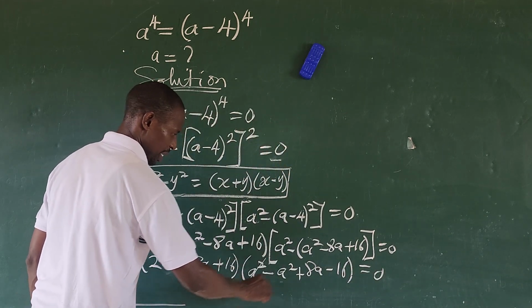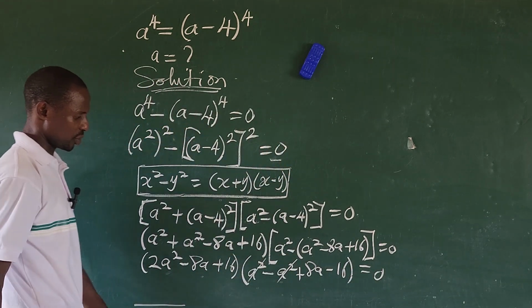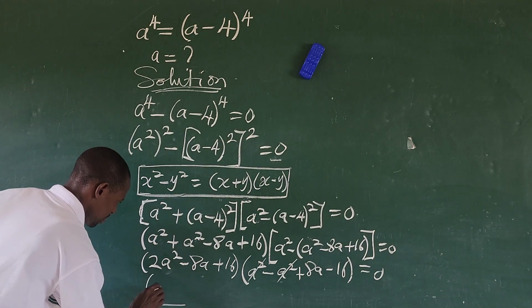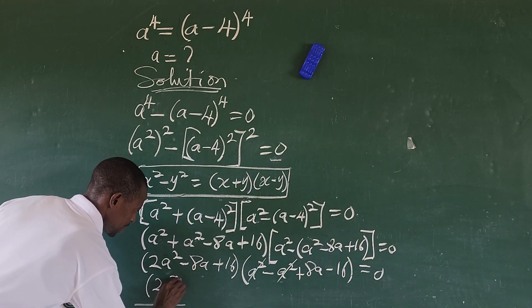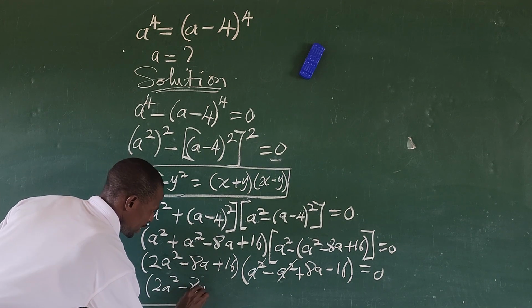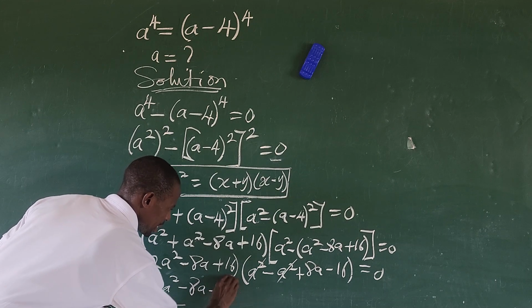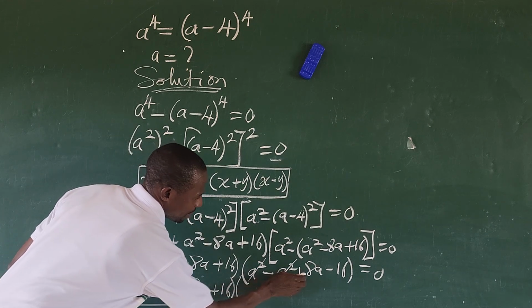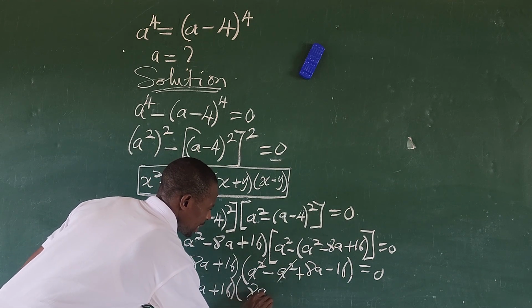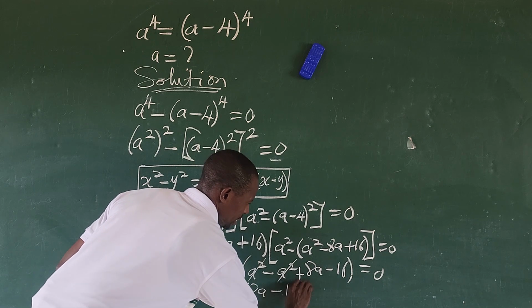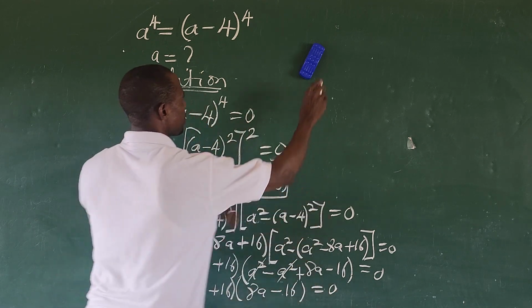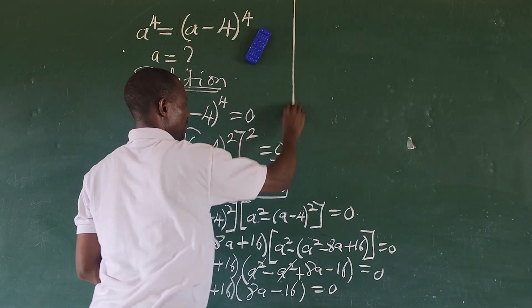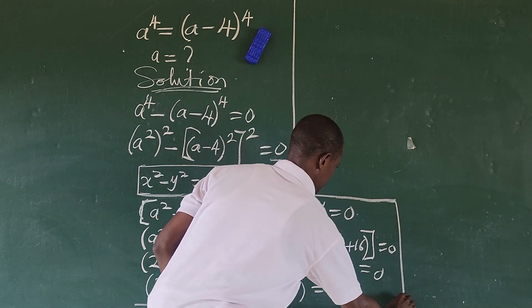And here we have plus a squared minus a squared. So it leaves the system. So we end up having 2a squared minus 8a plus 16, close bracket. Here we left 8a minus 16, close bracket, equal to 0. So let's continue at the side of the board and see what this gives us.